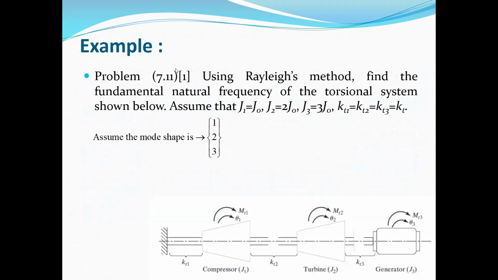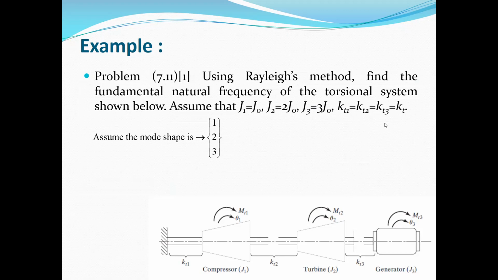Okay, for example, here we want to, using Rayleigh's method, find the fundamental natural frequency of the torsional system. Here in this system, we want to assume that J1, the mass moment of inertia for the first system, is J naught. J2, the mass moment of inertia for the second turbine, is 2J naught, and J3, the third mass moment of inertia, is 3 times J naught. The equivalent stiffnesses KT1, KT2, and KT3 are equal to K.